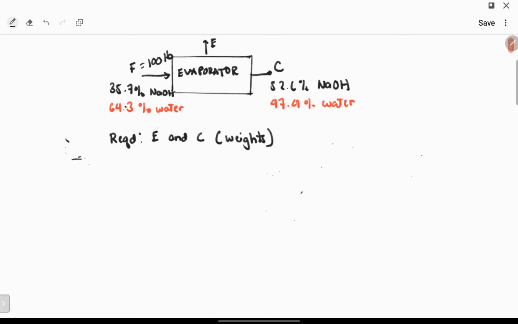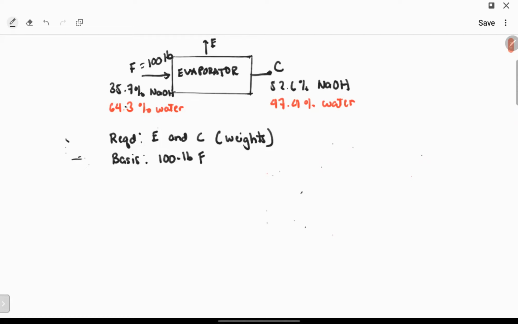100 pounds. Okay, so what will be our basis? Since given naman na 100 pounds, it's a fact already na 100 pounds yung pinapasok nating feed. So that will be our basis. So you'll have a 100 pound feed.